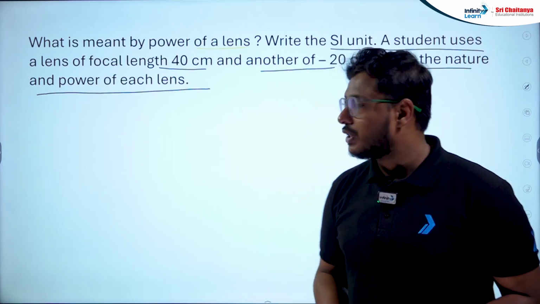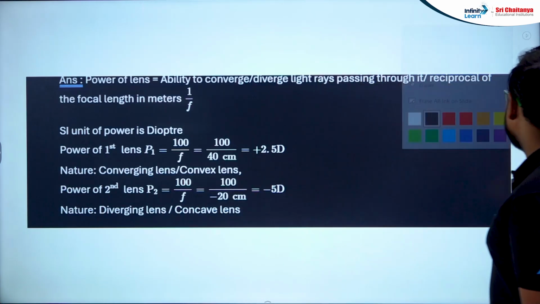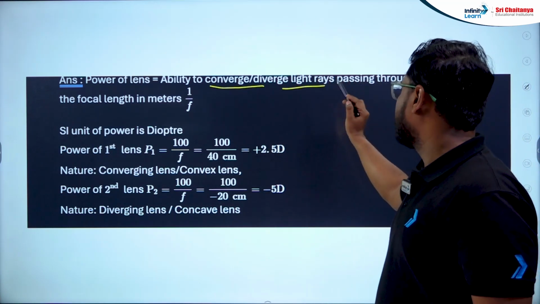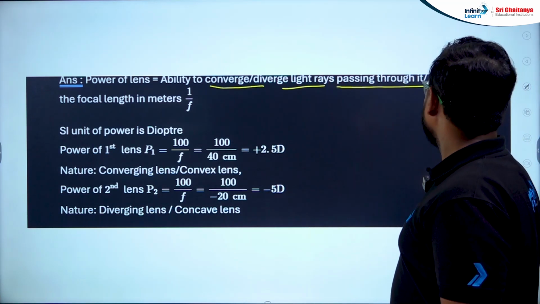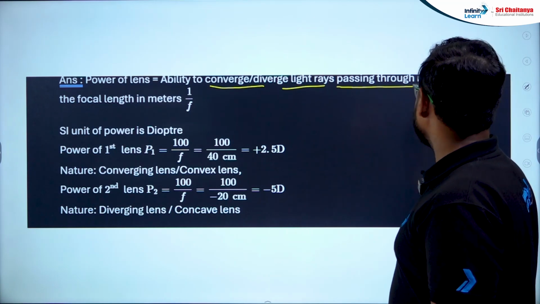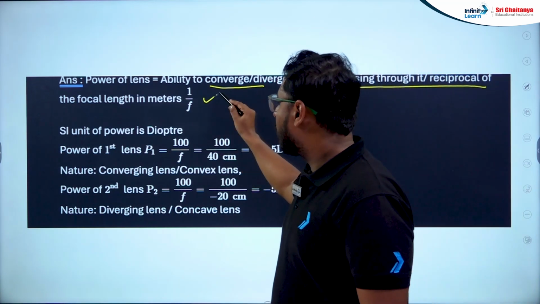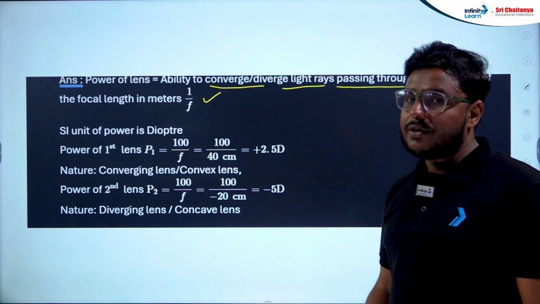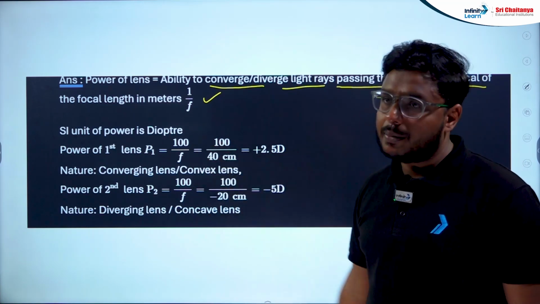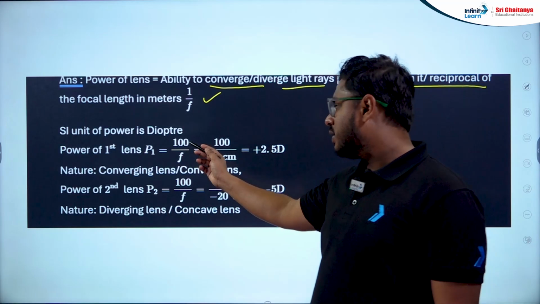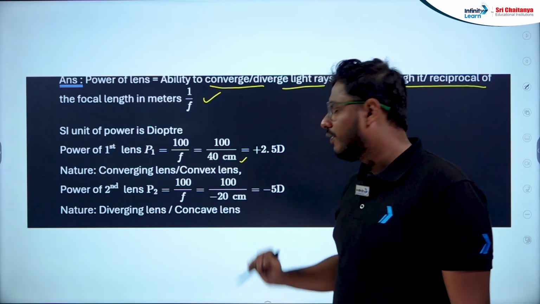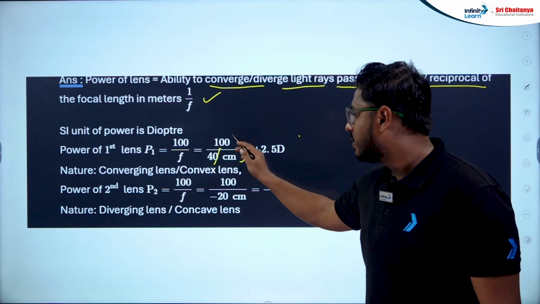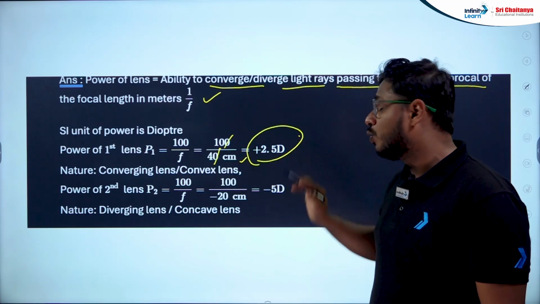What is the power of a lens? How can we define it? Simply, we can say that the ability to converge or diverge light rays passing through it is known as the power of a lens, and it is the reciprocal of the focal length in meter, 1 by f in meter. If the focal length is given in centimeter, you need to use 100 by f, right? So power of the first lens is 100 by f. The focal length of the first lens is 40 centimeter, 100 by 40, the 0 gets cancelled out, 10 by 4, it is plus 2.5.